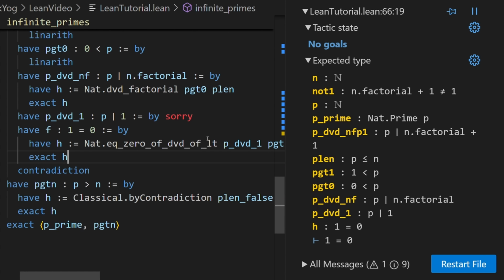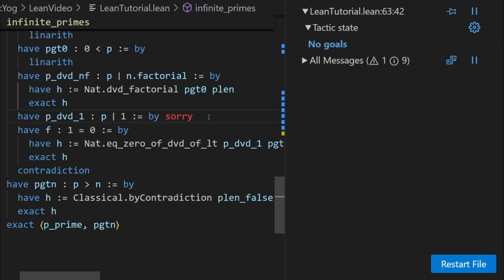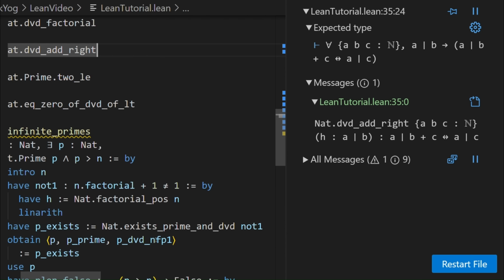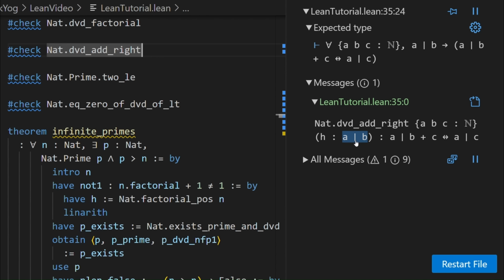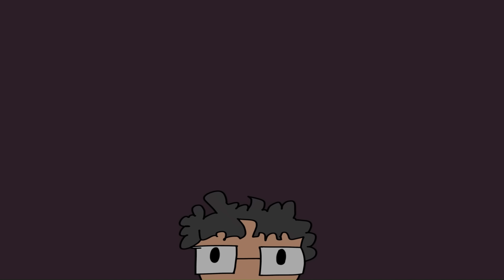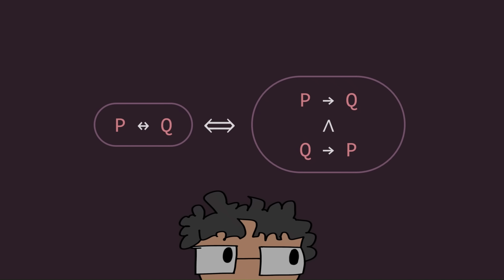The only tricky part is p divides 1. The theorem Nat.dvd_add_right tells us that if we have a proof of a divides b, then a dividing b plus c is the same as a dividing c. For any two propositions p and q, p equivalent to q is the same thing as p implies q and q implies p.